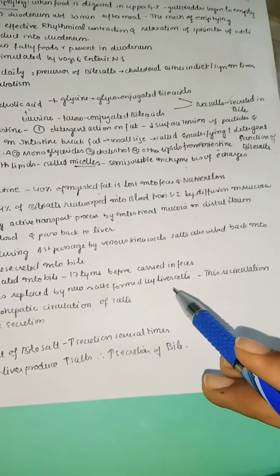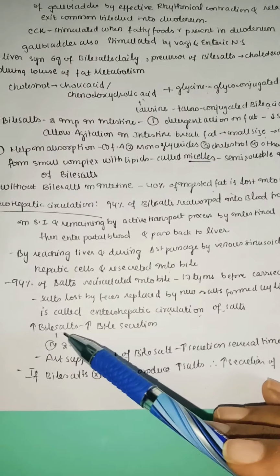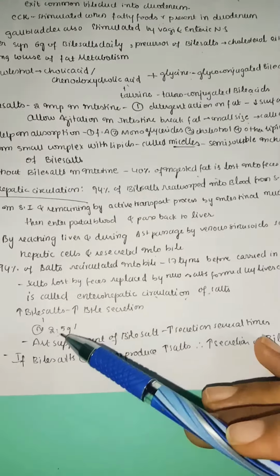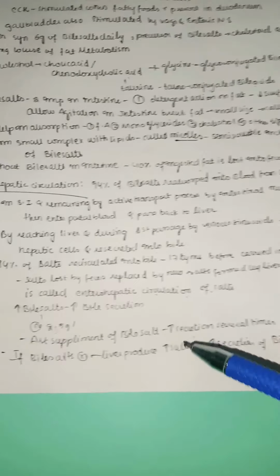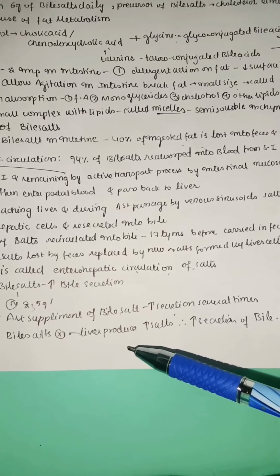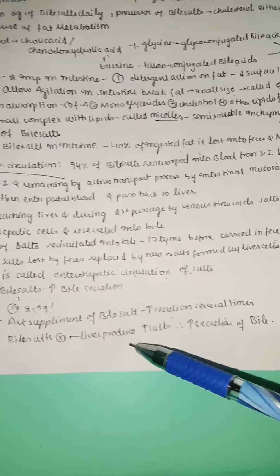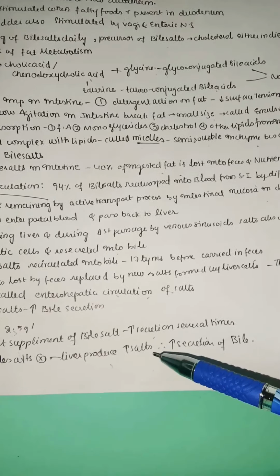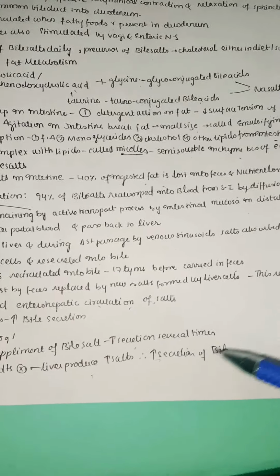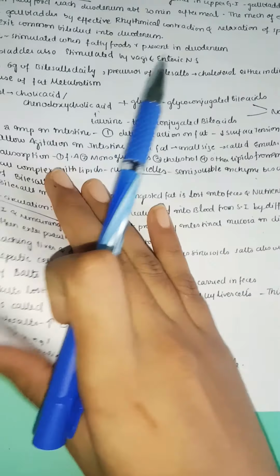So whenever there is a higher amount of bile salts, there will be a higher amount of bile secretion. Normally the bile salts will be like 2.5 grams. If you give artificial supplementation of bile salts, of course it will lead to an increase in secretion several times. If bile salts are absent, the liver, as there are low bile salts, tries to produce more bile salts. Because of the production of more bile salts, it tries to increase the secretion of the bile.